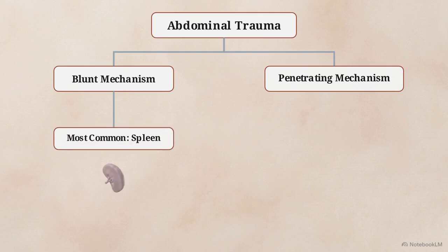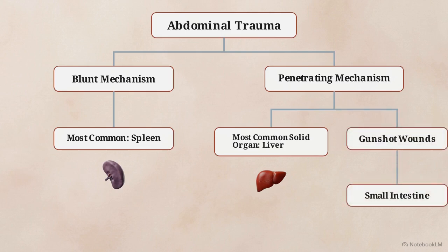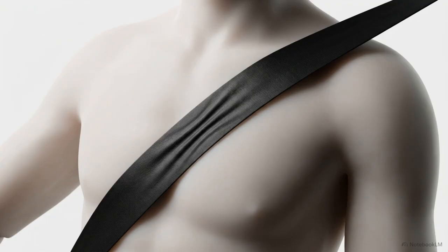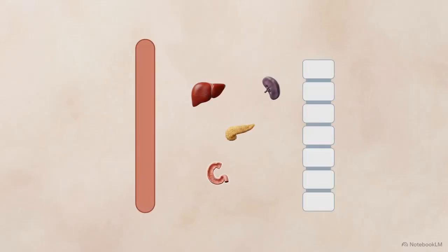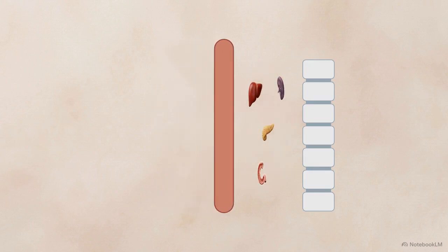In blunt trauma, the spleen is most frequently injured. In penetrating trauma, the liver is most commonly damaged, and gunshot wounds predictably perforate the small intestine. In deceleration injuries, such as a severe car crash, the physical forces are brutal. The internal viscera are violently compressed between the abdominal wall and the vertebral column, leading to organ tears.